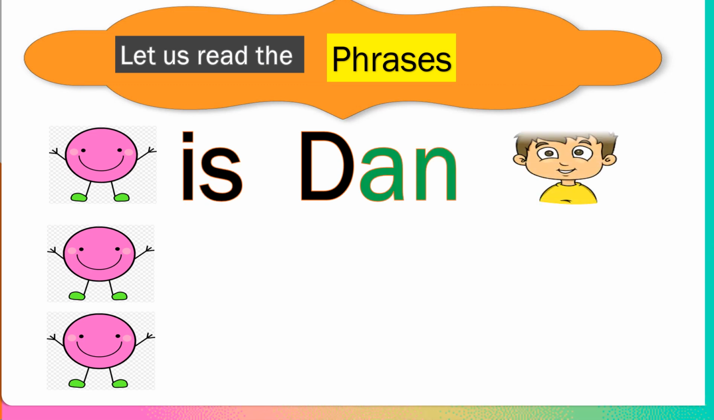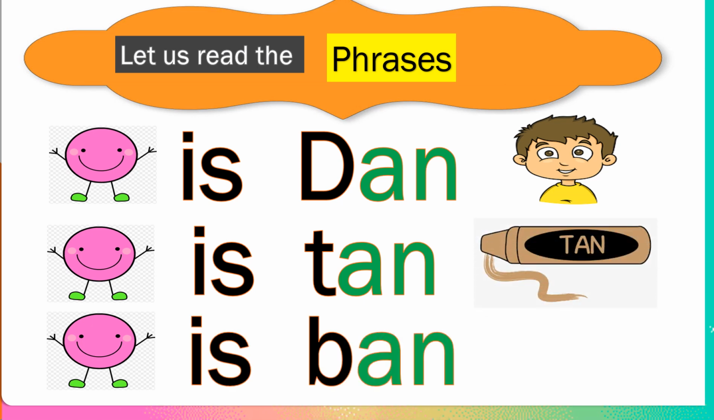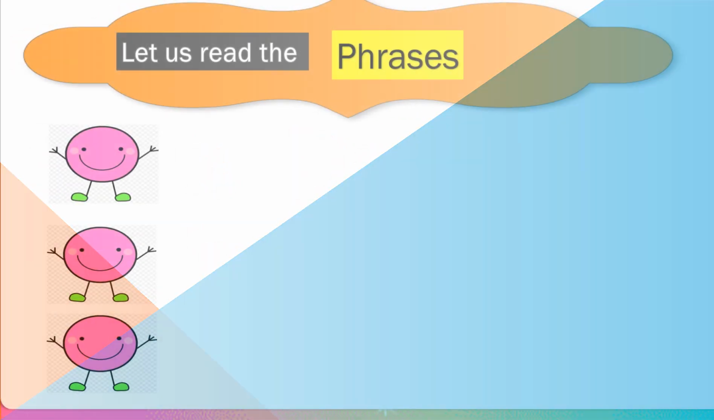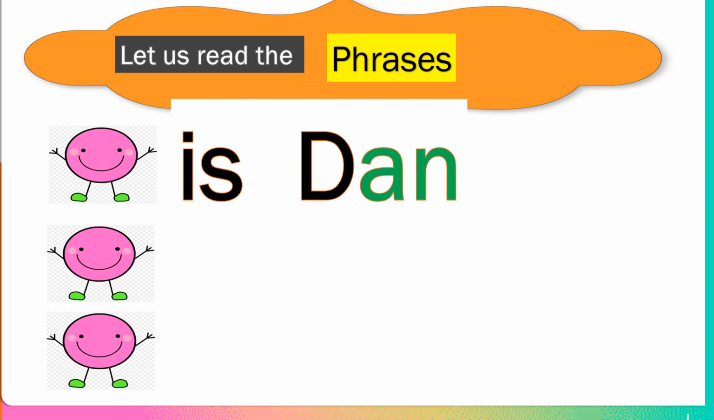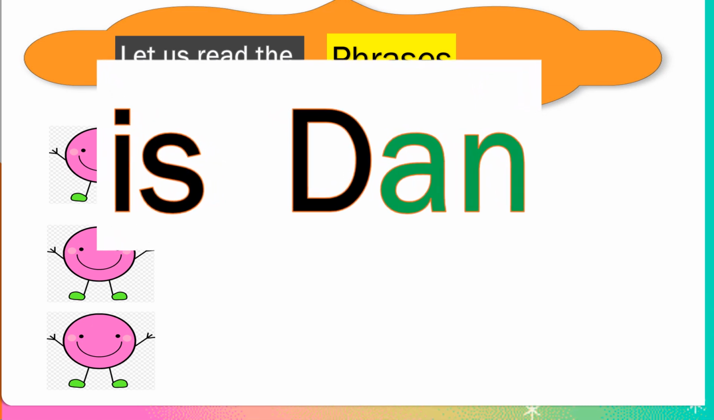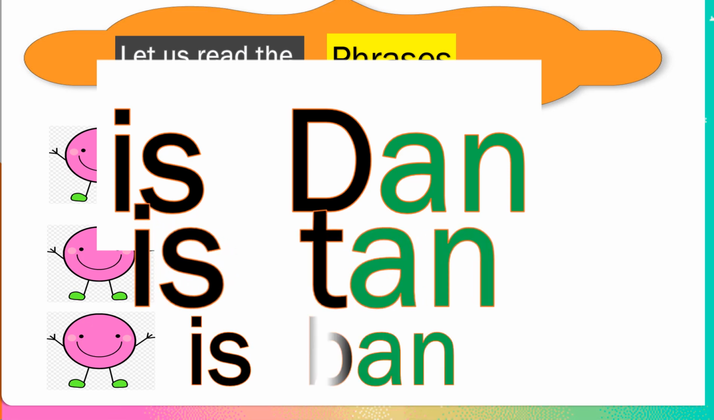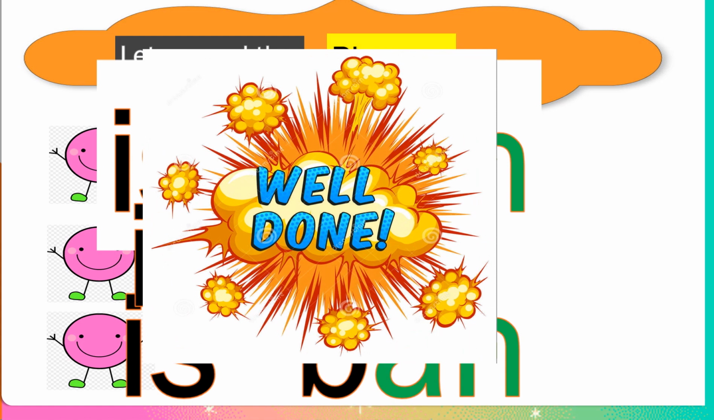Is Dan, is tan, is ban. Again, is Dan, is tan, is ban. Read it now, children. Well done, children.